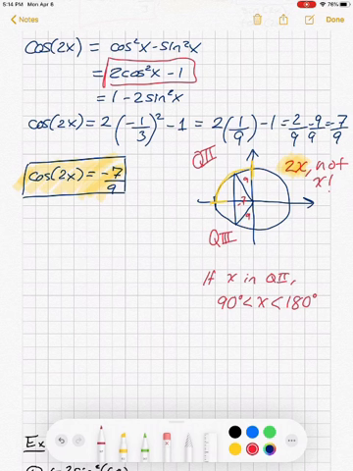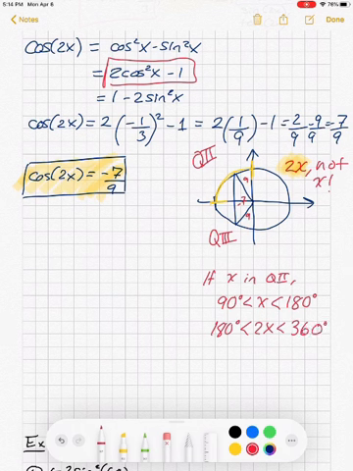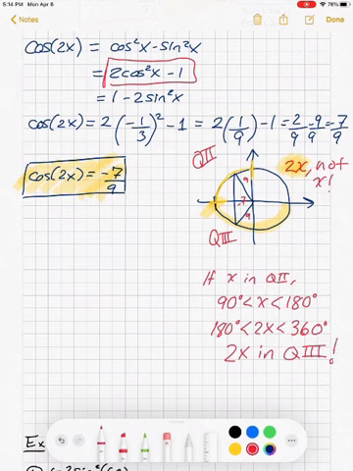What if I multiply by 2? So that means the angle 2x has to be in between 180 degrees here and 360 degrees. So wouldn't it have to be true then that the angle 2x in this case has to be in quadrant 3? Okay, because that's the only way that it's going to have a negative cosine and also fall in this set.